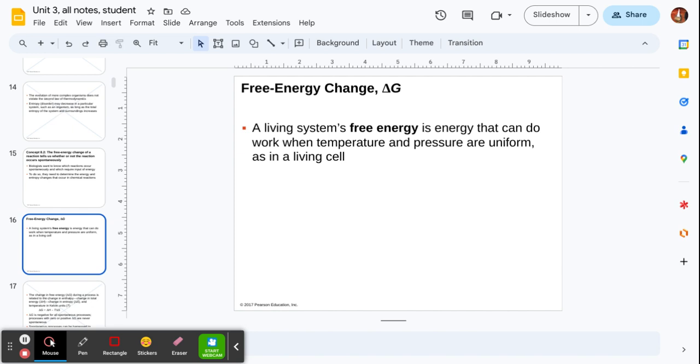So free energy is also called the change in G, or delta G. In living systems, free energy is the energy that can do work when temperature and pressure are uniform, as in a living cell. There's going to be some free energy released when you eat. So when you eat a meal, a lot of the chemical reactions that occur will release energy, which can be used to drive the other chemical reactions in your body that require energy. So that free energy is the energy that you can use to do work in your body.